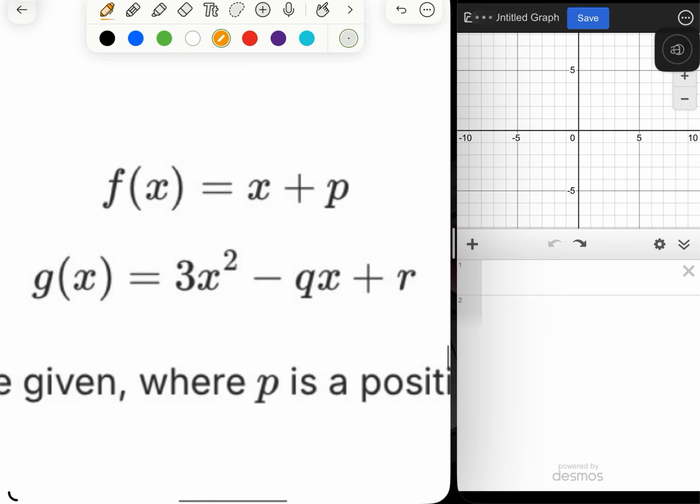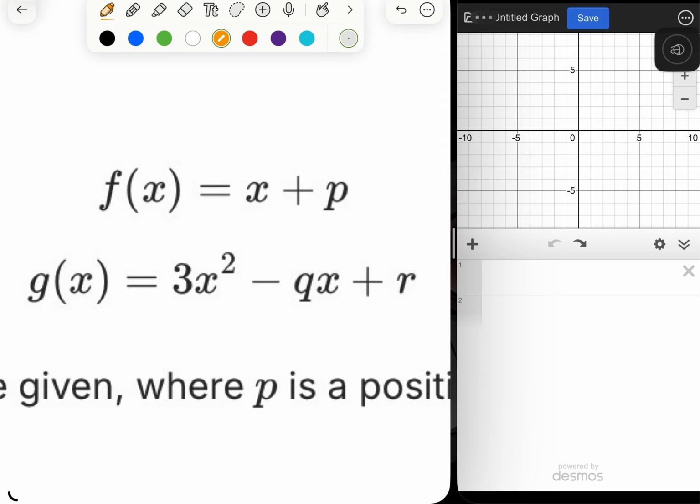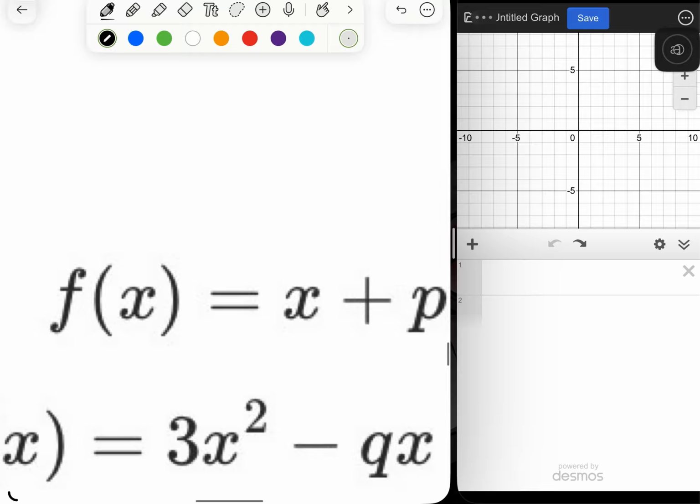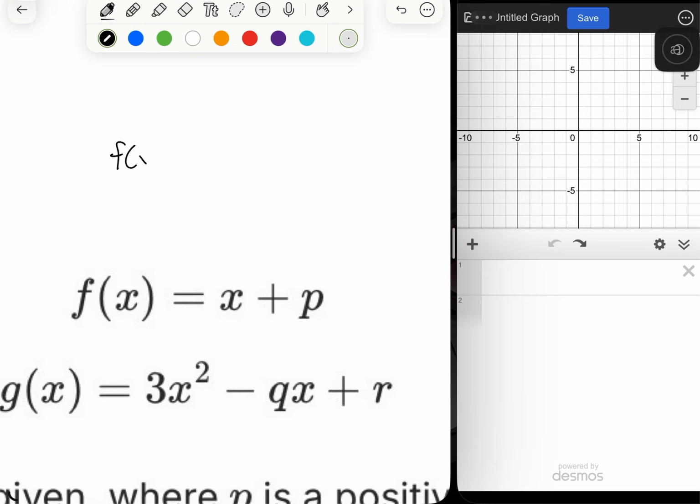Now, if you look at our functions, which one of these is probably easier to find when it equals zero? It's probably f of x, because there's no second degree term. It's linear in nature. So what you do is you set f of x equal to 0, which means x plus p equals 0, which means x equals negative p. What that tells us is that if you plug in negative p for f of x, you get 0, because you do negative p plus p, that cancels out to give you 0.